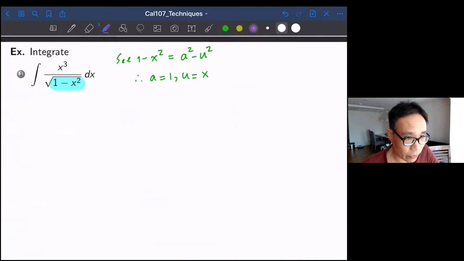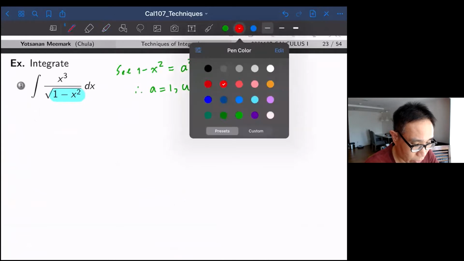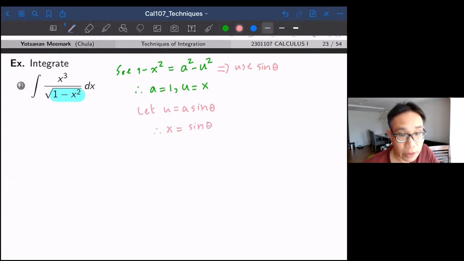Let's try to integrate this. So you see that you have a equal to 1, u equal to x, and you have the square root of a square minus u square. So for this one, you're going to use sine theta. So we're going to let u equal a sine theta, and you're going to get x equal to sine theta for this substitution.